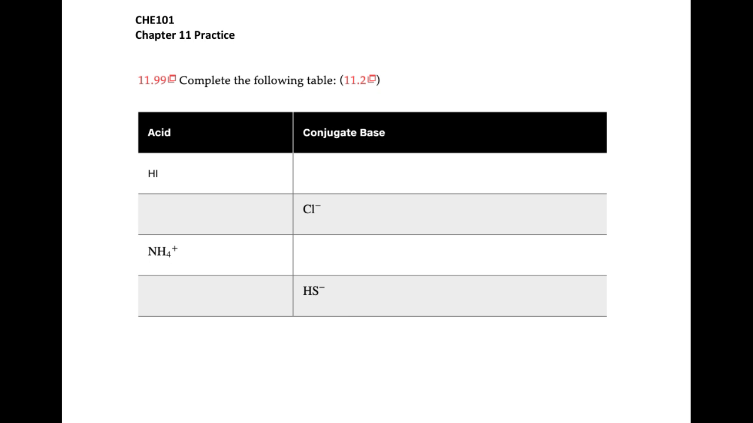Question 11.99 asks us to complete the following table where we have some acids and conjugate bases, and we're asked to find the conjugate base for an acid and the acid for a conjugate base. So you might remember that an acid is a proton donor, and a base is a proton acceptor. And that's the Bronsted-Lowry definition of an acid and a base.